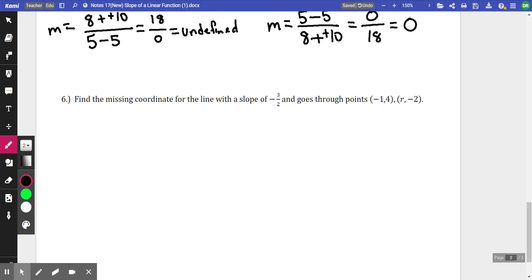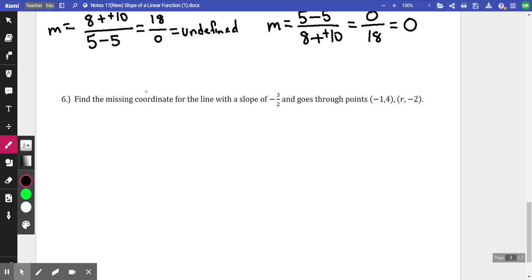Our last type of problem is by far the hardest problem that we have, and there are a few ways that you can go about this. If you wanted to, you could plot the point that is already given to you on a coordinate plane, and then use your slope to move to the next point, and continue to figure out what is my ordered pair that this line goes through that has a y-coordinate of -2. So one way you can do this is graphically. But I'm going to show you in this video how to do so just algebraically using the formula.